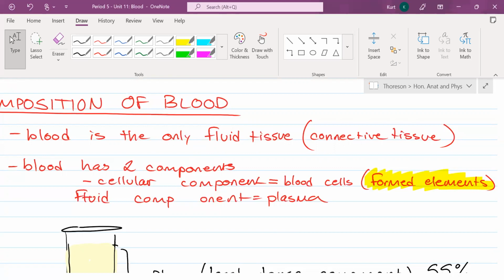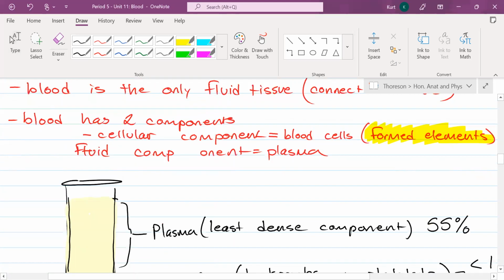The fluid component is called plasma, and that's the majority of your blood. The cellular component is all the various types of blood cells and other parts, like platelets. Platelets are technically not cells, but they are still part of the formed elements category. The main cells are red blood cells called erythrocytes and white blood cells called leukocytes. So the cellular components are called formed elements, and the fluid component is called plasma.